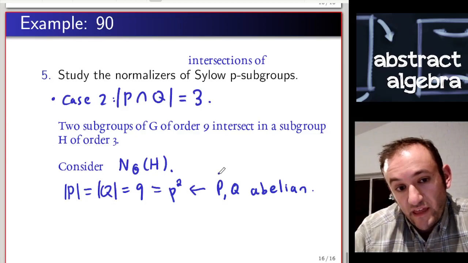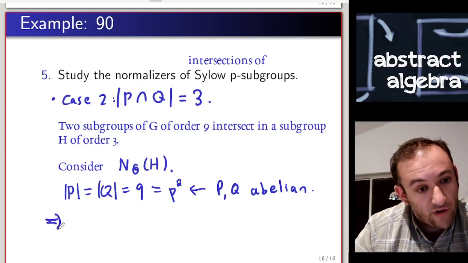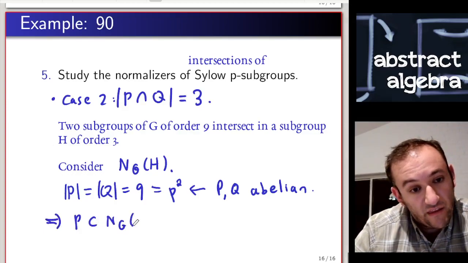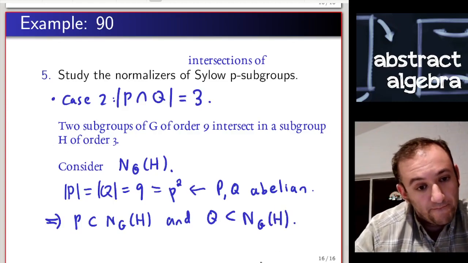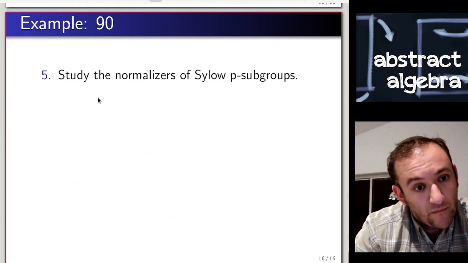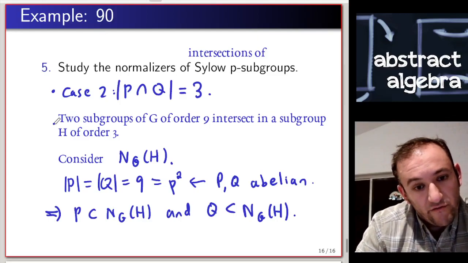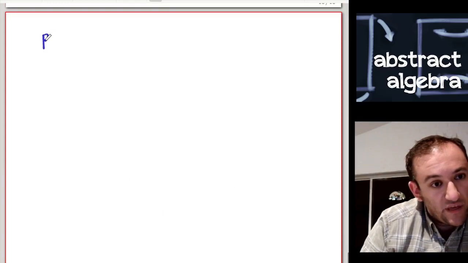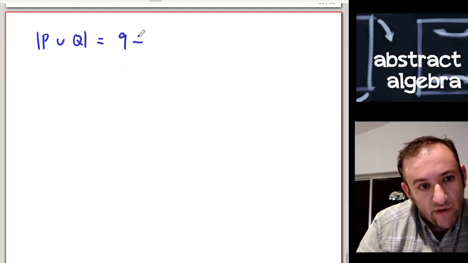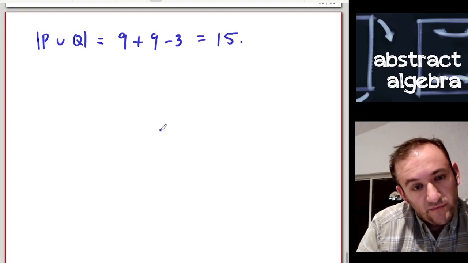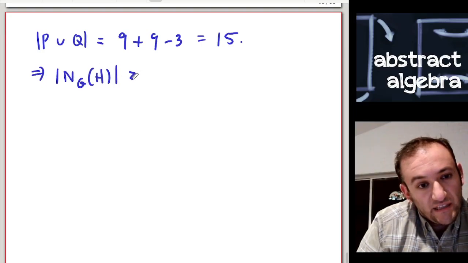And that means in particular that all the elements of both P and Q commute with the elements of H. And for our purposes, that tells us that P and Q are both in the normalizer. So how many elements is that? Well, it's two subgroups of size 9 that intersect in a group of size 3. So it's going to be 9 plus 9 minus 3, which is 15. And so that means that the size of the normalizer has to be at least 15.